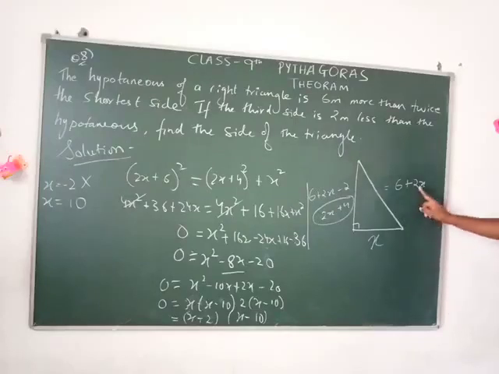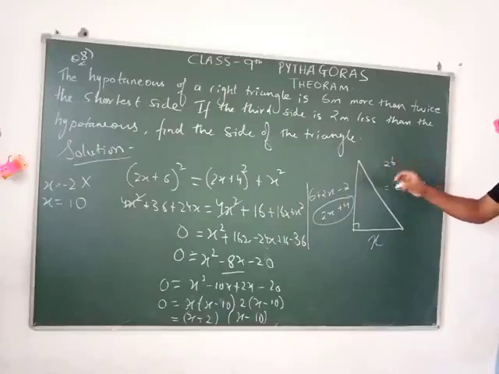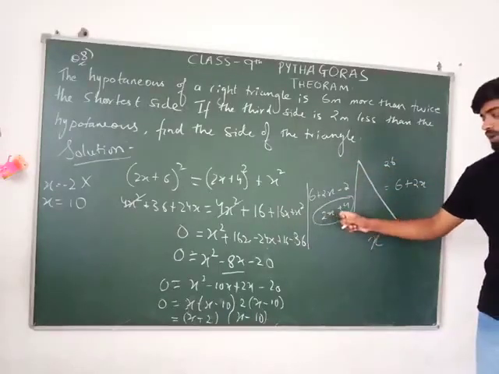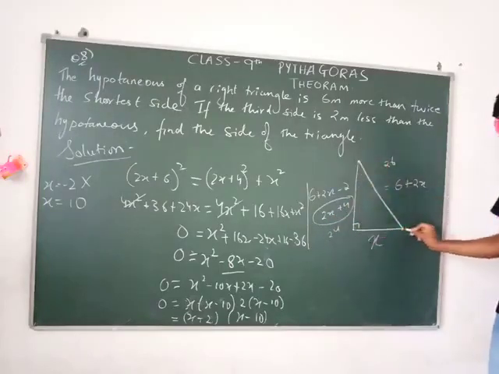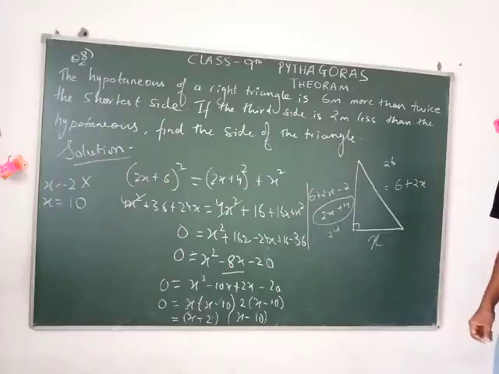Think about it. 2 into 10, 20, 20 plus 6, 26. So this is going to be 26. You have to write it down. Okay, explain that over there. Now, this is going to be 2 into 10 plus 4, 24. So this is going to be 24. So this is 24, this is 10, and this is 26. That's how you solve these questions that are based on hypotenuse, or Pythagoras theorem.